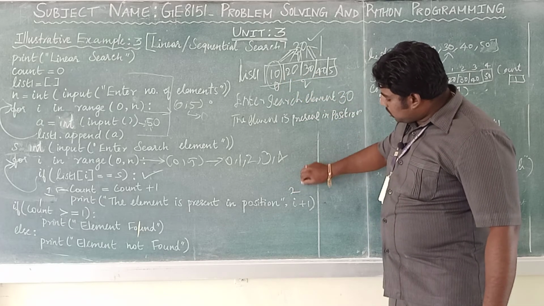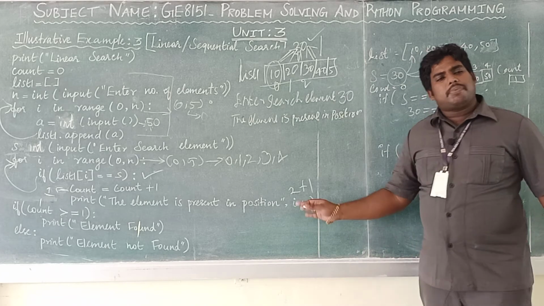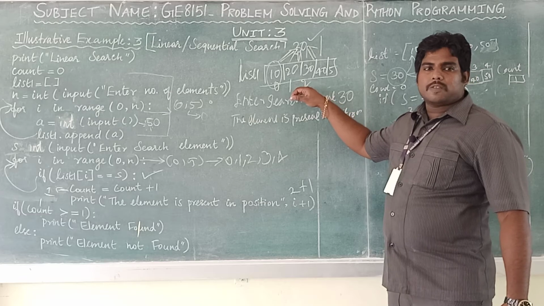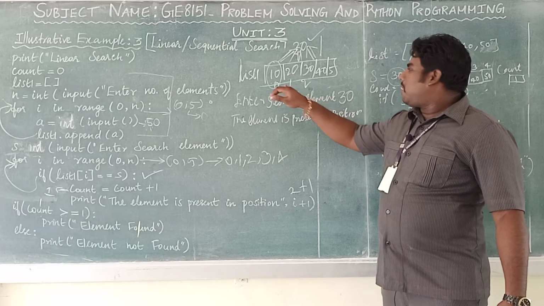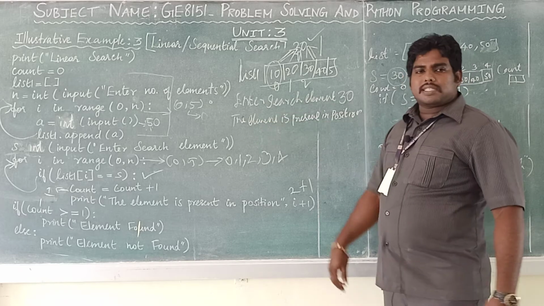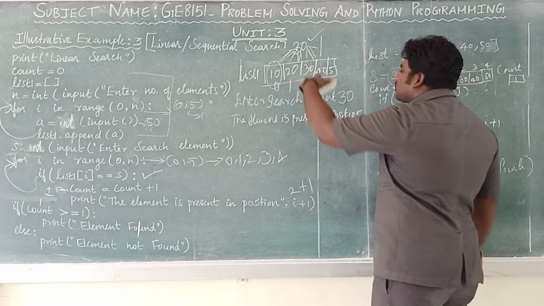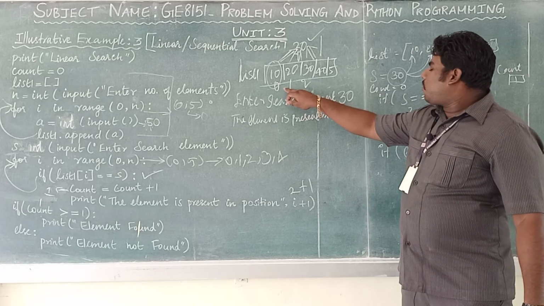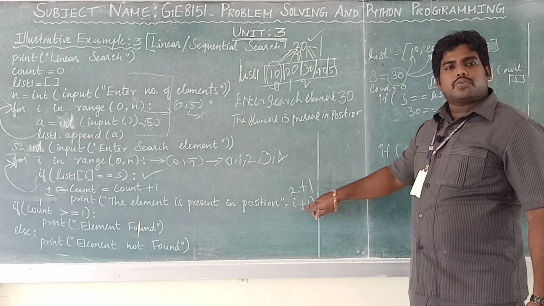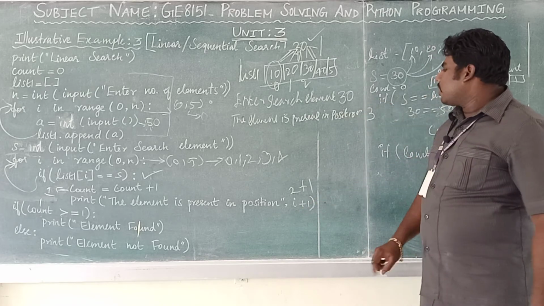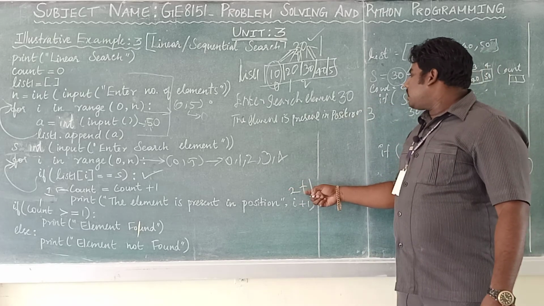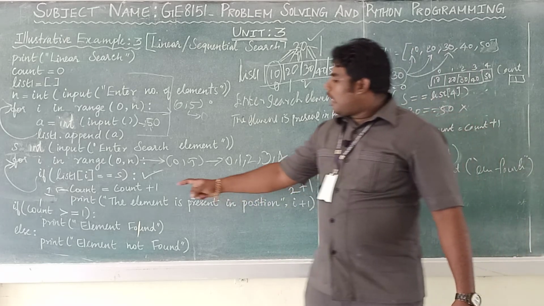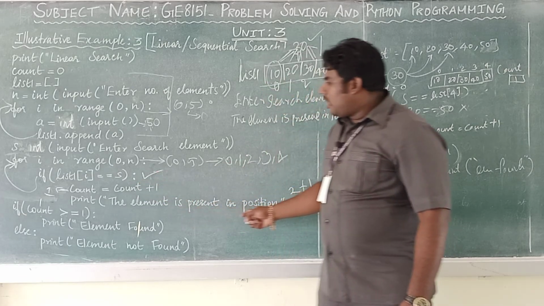So 2 plus 1. Why am I changing? I am putting 2 plus 1. If you print the I, it will show the index. Actually the index is 2, but as per a normal person, if you see 30, it is in the third position. As per the index, it is in the second position. So for denoting the position only, I am putting 2 plus 1. So you will get the output as 3. For printing the position, I am putting I plus 1. Once the condition is true, it will print this.